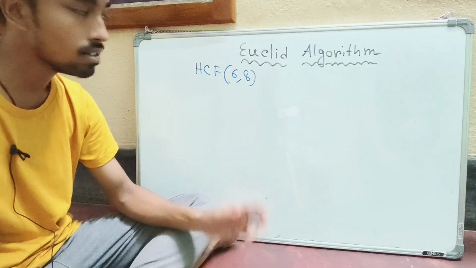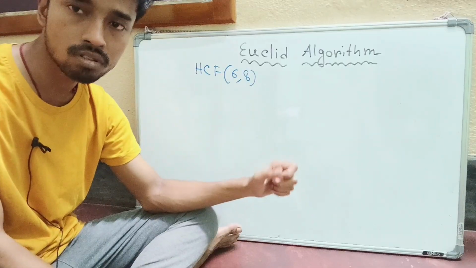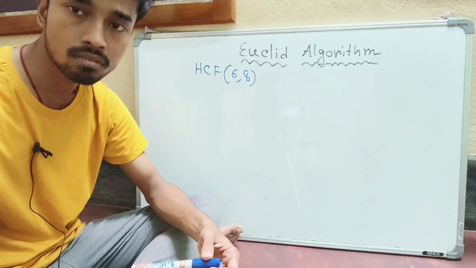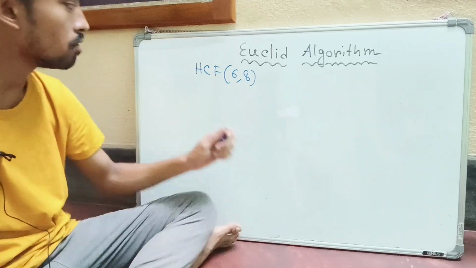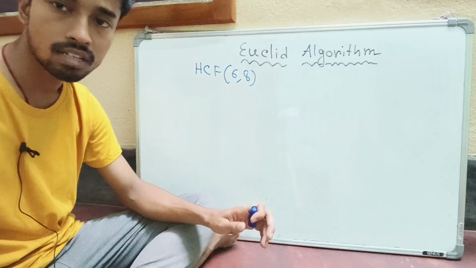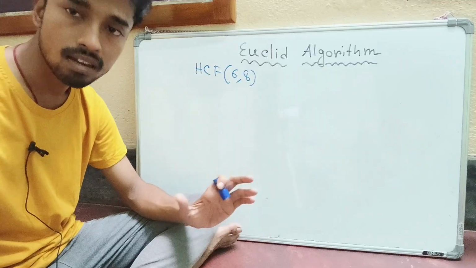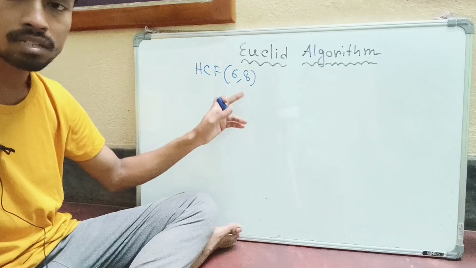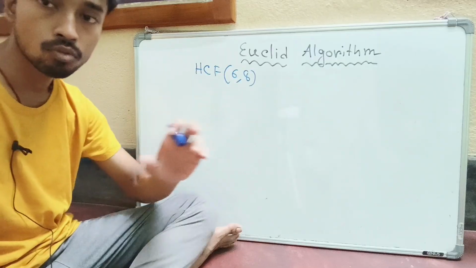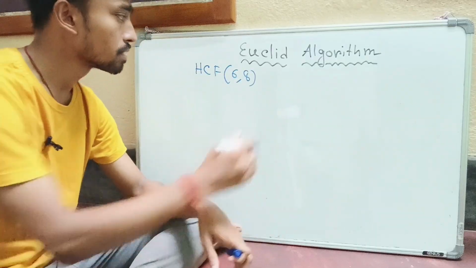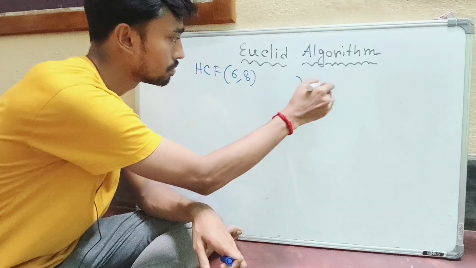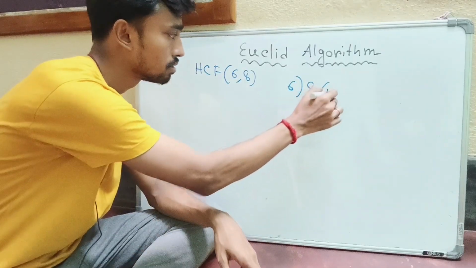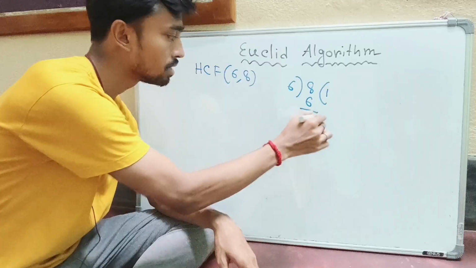But we can use this Euclid's algorithm or Euclid's long division method, which is very popularly known as the long division method. Let's see how it happens. There are two numbers, 6 and 8. We should divide the large number by the smaller number. Here the large number is 8, the smaller number is 6. So we divide 8 by 6, starting like this. 6 goes 1 time, of course, 6, and 2 is the remainder.